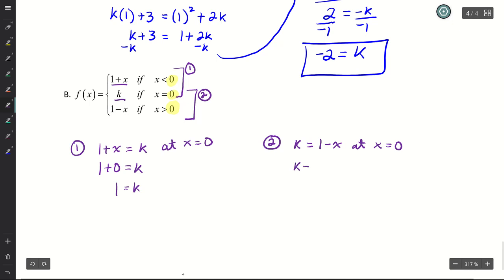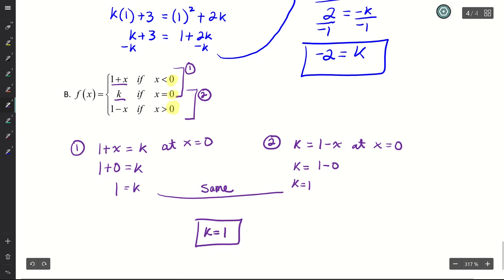So here k would equal 1 minus 0. So k would equal 1 because these 2 things are the same. That means that we're able to use the same k value to make these functions meet up. Then we're good to go with k equals 1 as our solution. If you don't get the same thing, you would just say it's not possible to make this function continuous.